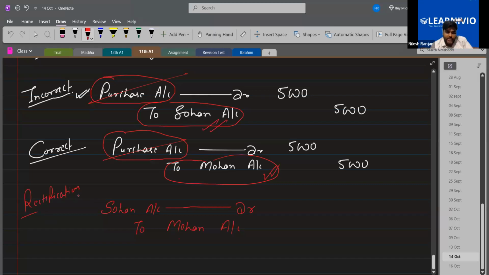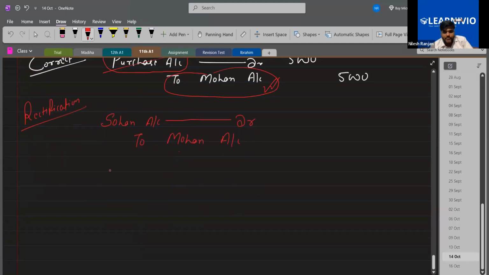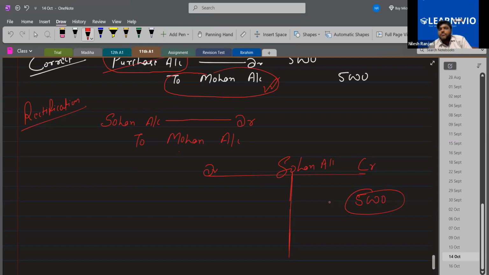Now, to understand it better, you have to see the ledger also, why we have written Sohan on the debit side. Let's say this is Sohan account, and there should be no amount in this account. Zero on the debit side, zero on the credit side. But by mistake, you have written 5,000 on the credit side. This one is credit, this one is debit. Now you have to make it zero again. What will you do? You will write 5,000 on the debit side. Now, 5,000 on the debit side, 5,000 on the credit side.